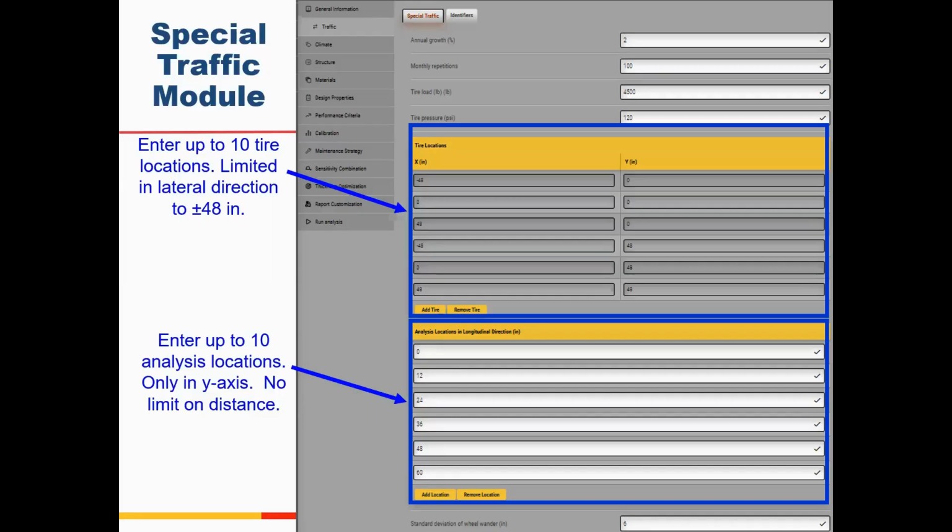Obviously, one location is going to be 0, which is usually going to be your critical location. But if you have some weird configuration to where possibly the critical or the maximum mechanistic response may be somewhere further along longitudinally, between a set of different axles, you can check at those points. But for this, you also have a maximum number of 10. So if you exceed 10, enter more than 10, you're going to get an error message. You won't be able to run the analysis.